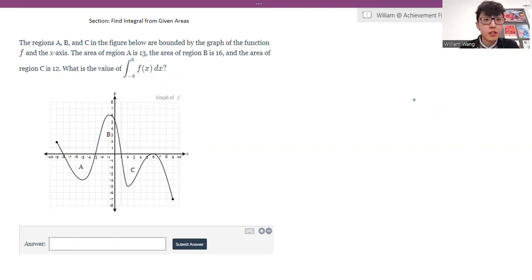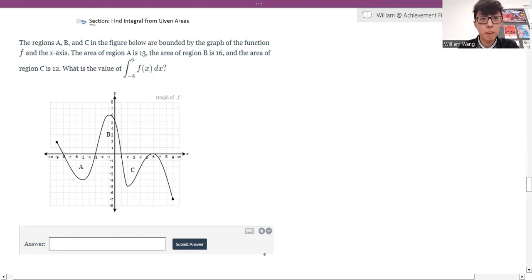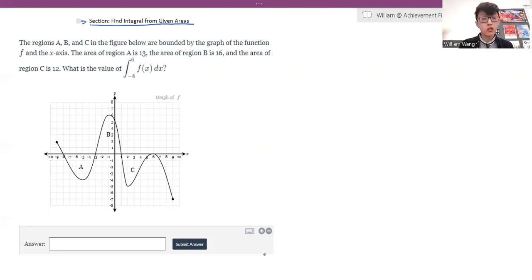Now, on your DeltaMath, we do have quite a few sections. Again, this is a 2-day assignment. Actually, I don't know if I mentioned, but because it's a 2-day assignment, I'm probably going to make it worth 20 points, right? This is the first section, finding the integrals from the given areas. All right, so this is how we do that.